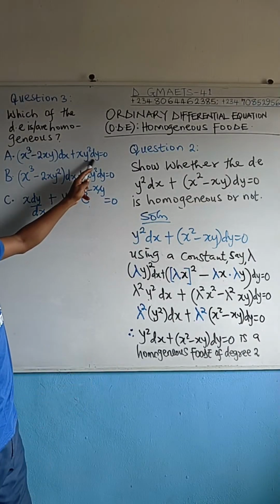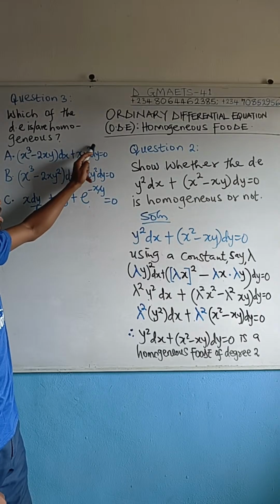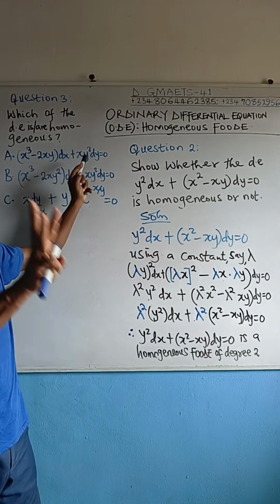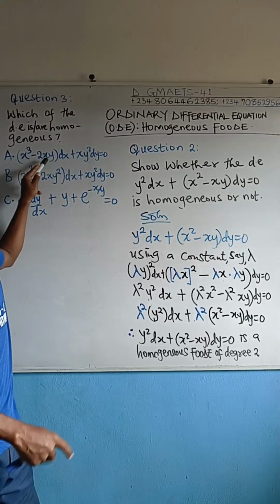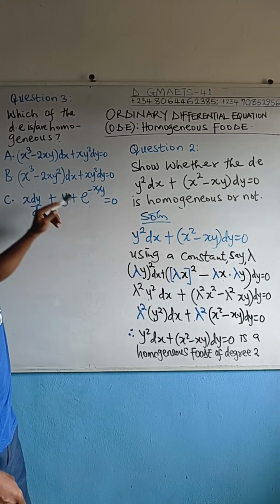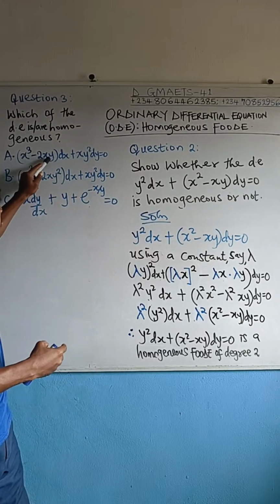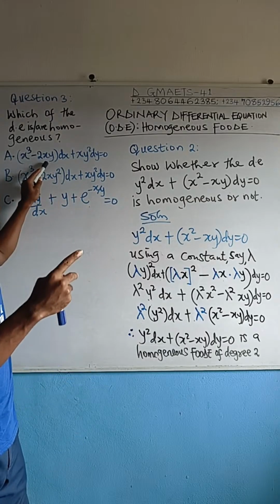If you come to this dy part, this is x, this is y, you are multiplying them, add the powers, 1 plus 2 will give you 3. The dy part is degree 3. The dx part does not have a defined degree because this x here is raised to power 3, and this part here is raised to power 2.